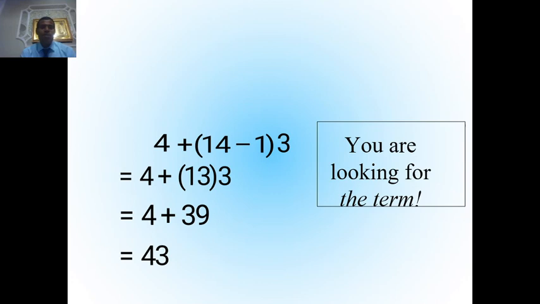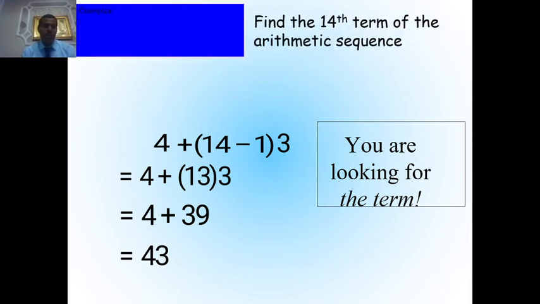Here, 4 plus 14 minus 1 all multiplied by 3. You are going to look for the term. Then it will be 4 plus 13 multiplied by 3, it will be 4 plus 39, it will be 43. Here we give some examples. Find the 14th term of the arithmetic sequence. The first term, my learners, is 4. The common difference is 7 minus 4, which is 3.